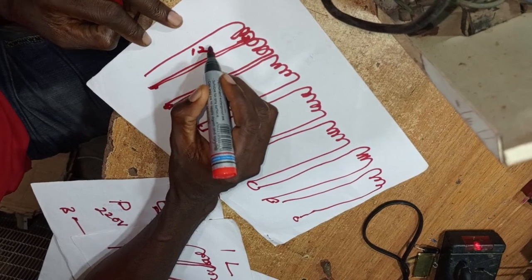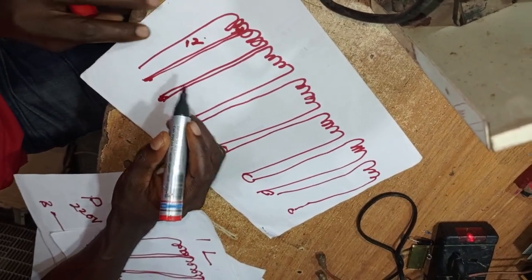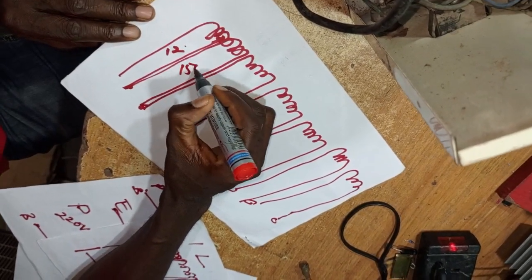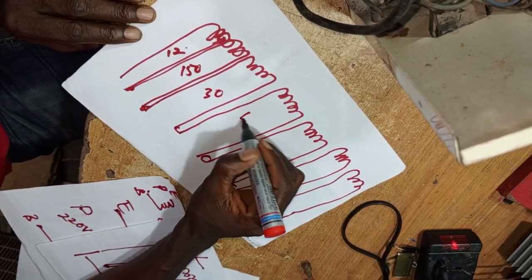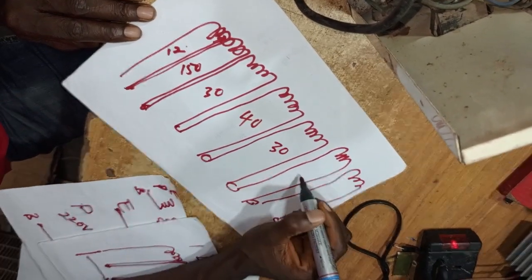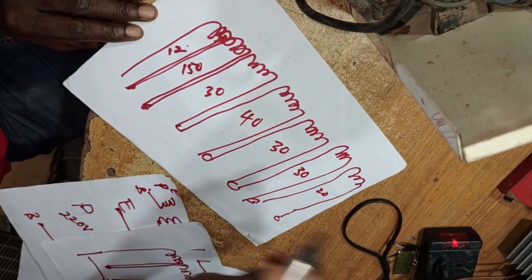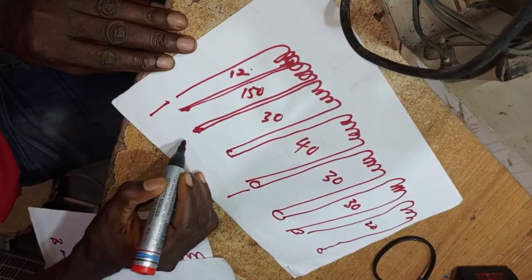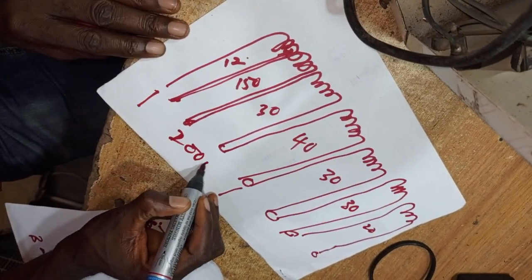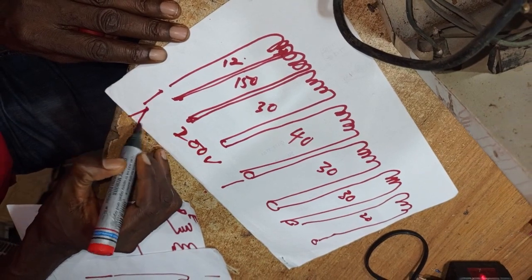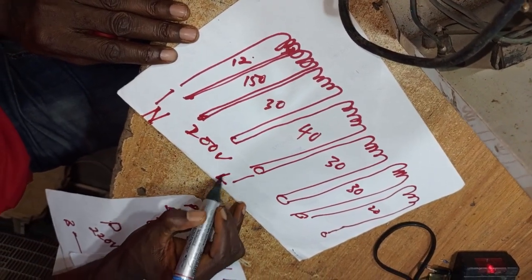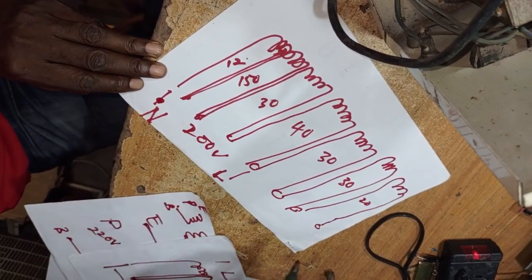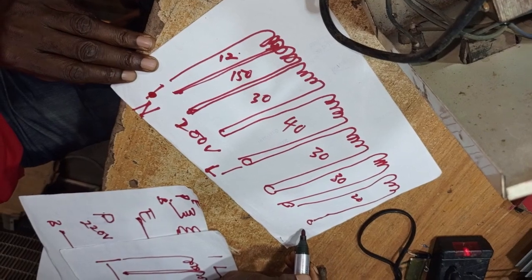Let's say here is 12 volts to power the stabilizer board. Let's say here is another 150 volts. Here is 30 volts. Here is 40 volts. Here is 30 volts, 30 volts, 20 volts. So meaning, if from here to here you have 200 volts, from here is your neutral, here is your live for the input. So meaning, if you want to take your output, you take this neutral and any of this terminal as your output.